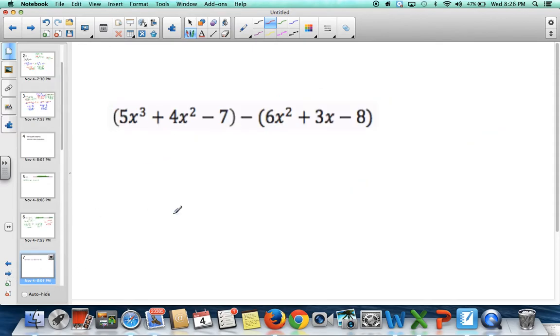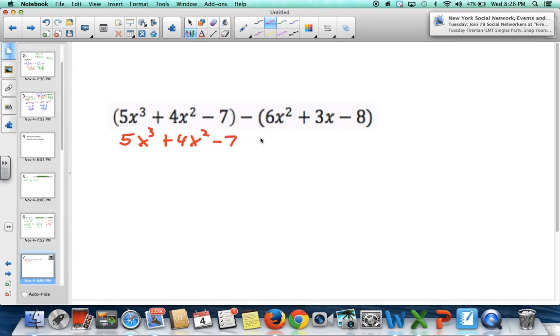Now we're just going to simplify terms. Basically, we have to work on our subtraction. Now, what I suggest for this, a lot of people try to do everything in their head. My suggestion is take your time and write the whole thing without parentheses. And now, if there's nothing in front of a parentheses like this, they don't really have any effect. So 5x to the third plus 4x to the second minus 7. And then this side is going to be, the negative is going to distribute.